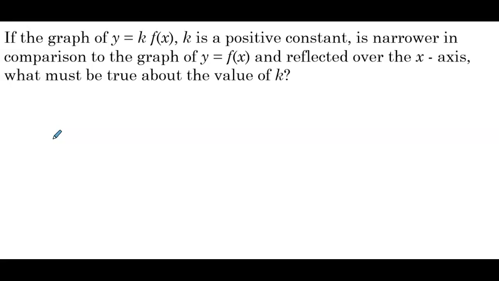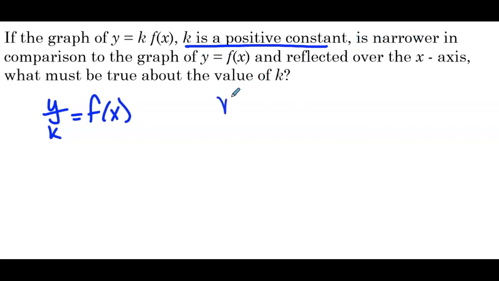If the graph of y equals k times f of x, where k is a positive constant, is narrower in comparison to the graph of y equals f of x, and reflected over the x-axis, what must be true about the value of k? So if we rewrite this, we'd have y divided by k equals f of x. Now it tells k is positive. It says narrower in comparison. So that tells me that there's a vertical stretch because the k is acting on the y. So that's why I know it's a vertical scaling as opposed to a horizontal.